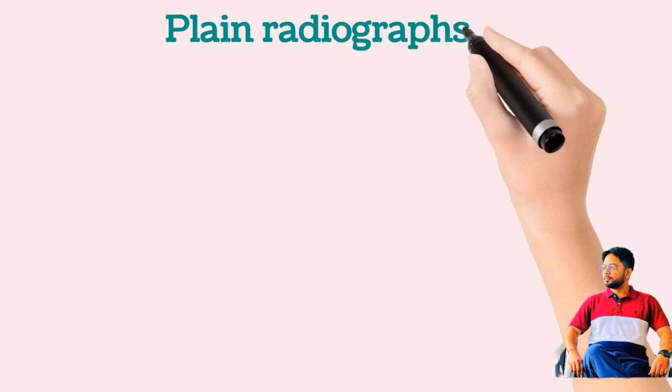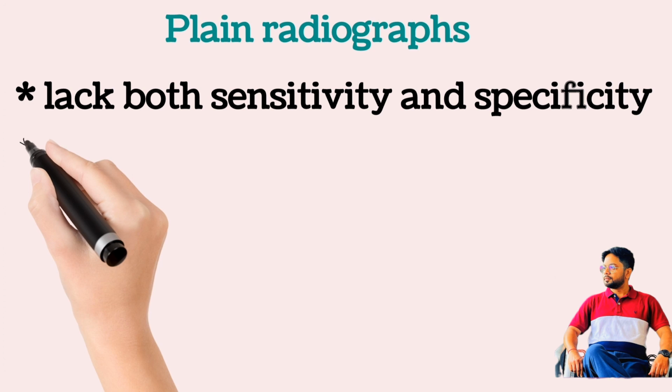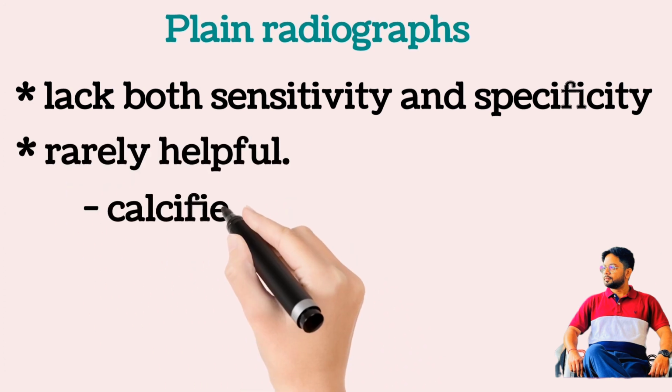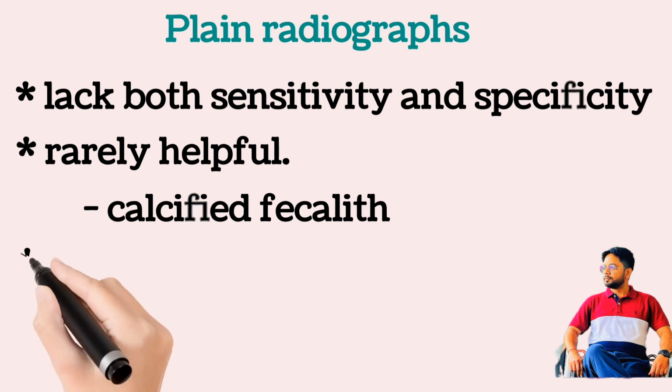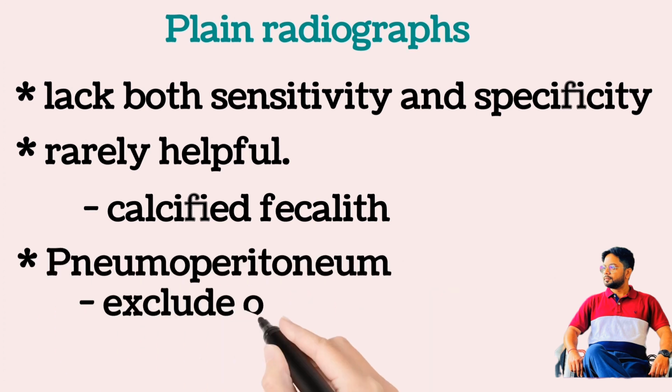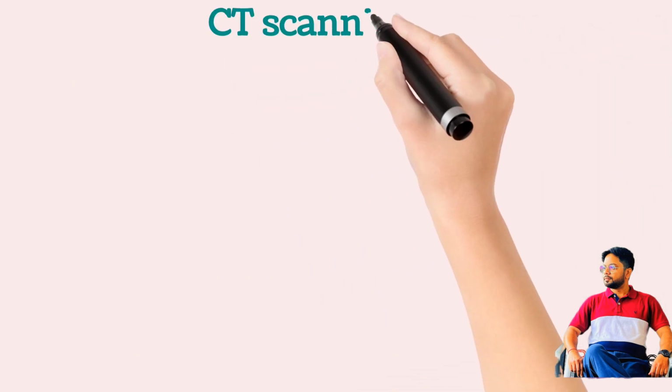Plain radiographs are frequently obtained in the emergency department, but they lack both sensitivity and specificity for the diagnosis of appendicitis. They are rarely helpful. Findings that may support the diagnosis include the presence of a calcified fecalith in the right lower quadrant. Pneumoperitoneum, if present, should alert the clinician to other causes of perforated viscus. This is not typically observed in appendicitis, even with perforation.